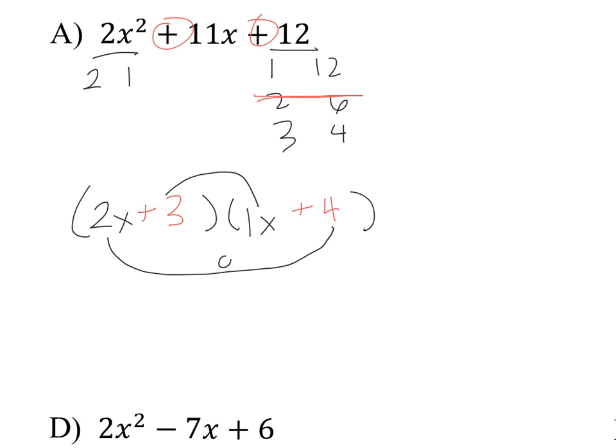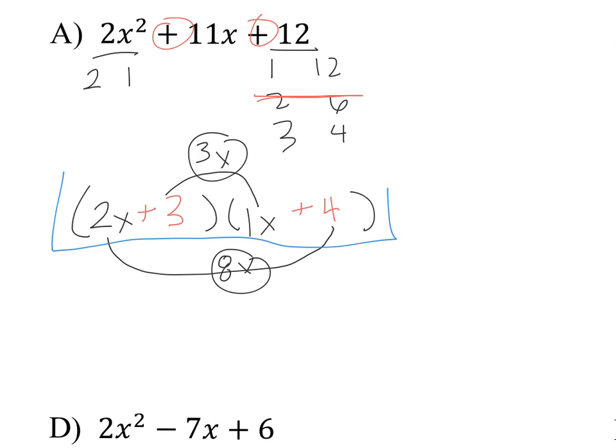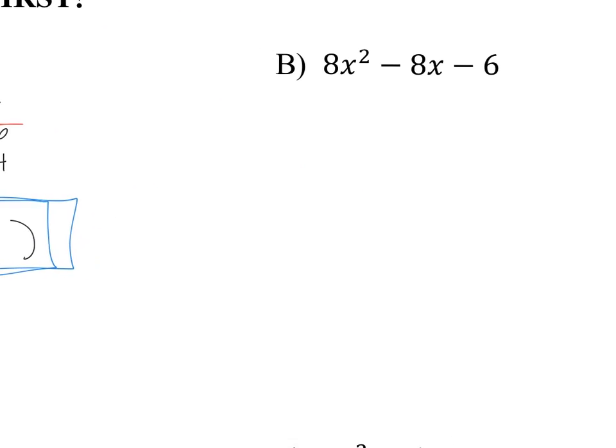So this would give me an 8x, and this gives me a 3x. And if I add 8x plus 3x together, that gives me my 11x. So this would be my final answer, because I got it right away. Oh my gosh, that's so awesome. We're so awesome. So if I go to my next one here, B.